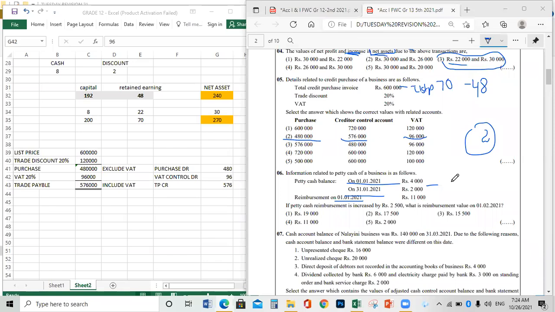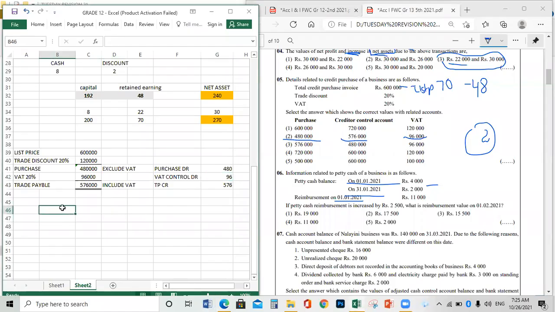Okay, so there is a reimbursement of 11,000 on 1st of Jan. They are asking you what will be the reimbursement if the petty cash reimbursement is increased by 2,500. What will be the reimbursement value? First of all, can you all find me how much is the interest value? You all can find from 1st of January. Tell me guys, how much is the interest before the increase? Think and answer. Now see, I'll tell you all.